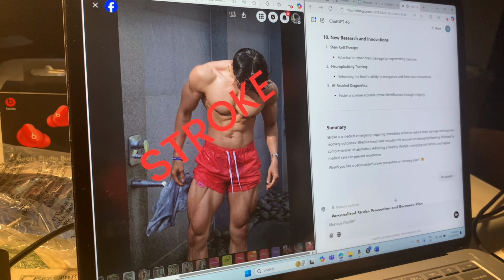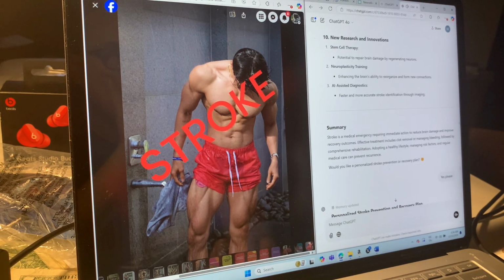7. Long-term management and prevention. A. Lifestyle changes. 1. Diet. Adopt a heart-healthy diet rich in fruits, vegetables, whole grains, and lean proteins. Limit salt, sugar, and saturated fats. 2. Exercise. Engage in at least 30 minutes of moderate exercise most days. 3. Quit smoking and alcohol. Smoking damages blood vessels. Excessive alcohol increases stroke risk.